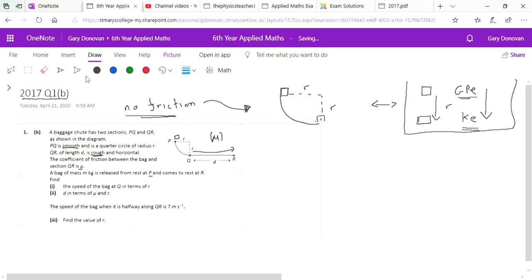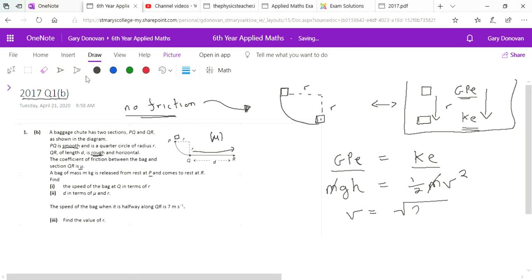So if we want to find its speed here, we can say that its GPE at the top is equal to its kinetic energy at the bottom. All of its gravitational potential energy is converted into kinetic energy. So that means mgh becomes a half mv squared. The m's cancel, so v will be the square root of 2gh. In this case we can write h as r, because the height it's dropped from is r. So that's your answer to part 1.